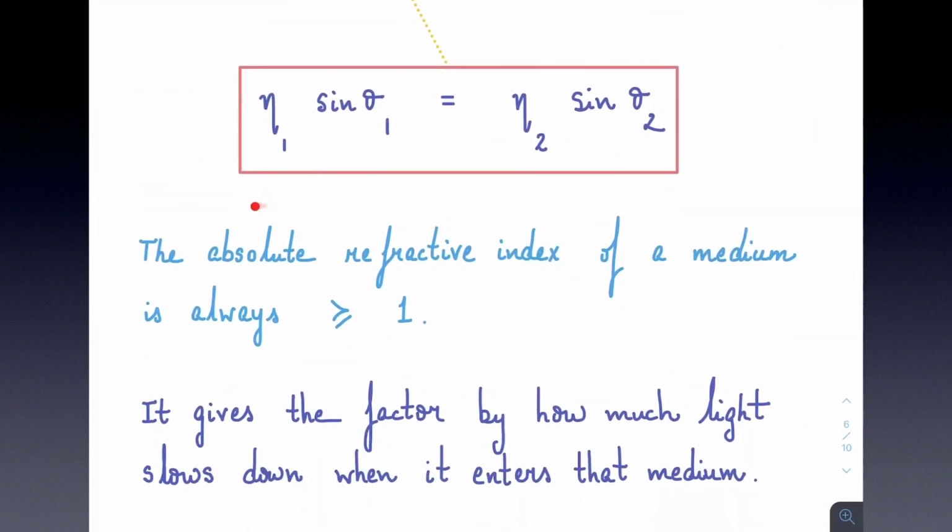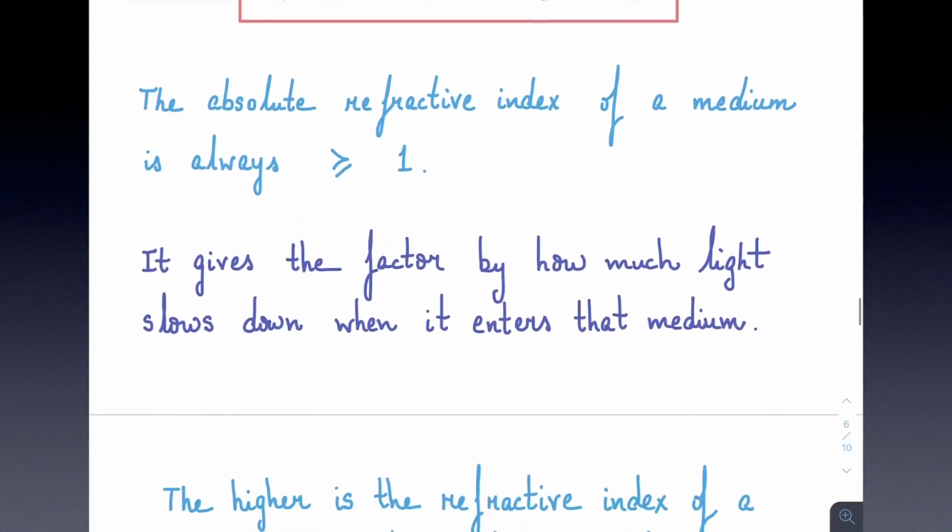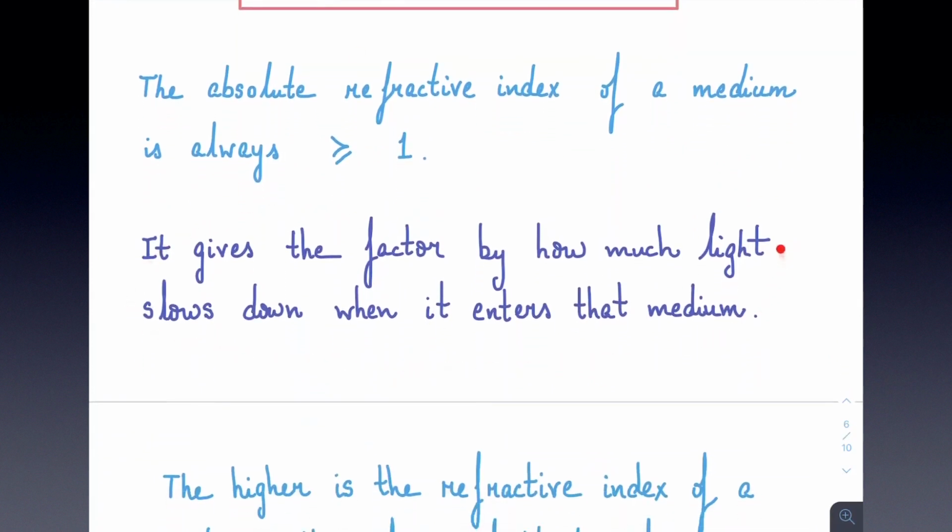By the definition of absolute refractive index, we find that eta should always be greater or equal to 1. Okay, so it follows that the absolute refractive index, being defined as the ratio of the speed of light in vacuum to the speed of light in a particular medium, then it turns out that the denominator, which is the speed of light in the medium, can never exceed that of vacuum. So we get a ratio that is always greater or equal to 1. In practical terms, the refractive index simply gives the factor by how much light slows down when it enters that medium.